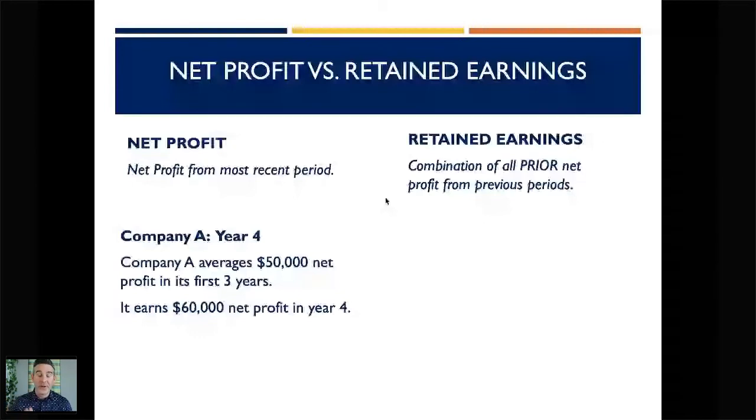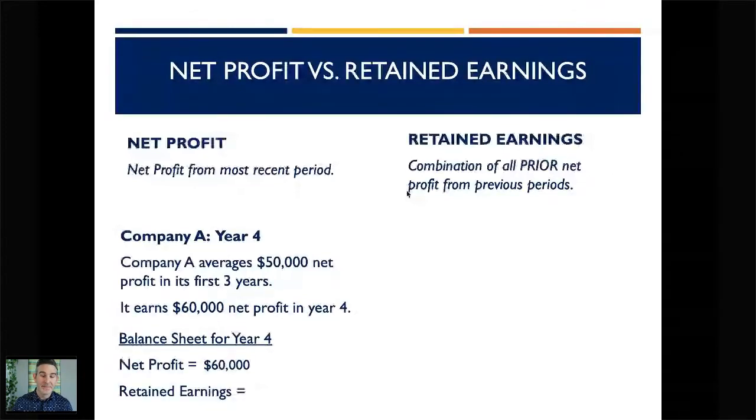They've just completed 4 years of business, and in their first 3 years, they averaged $50,000 of net profit. And then in their fourth year, they earned a net profit of $60,000. So the net profit would be $60,000, and the retained earnings would be 50,000 times 3, those first 3 years, for a total of $150,000.